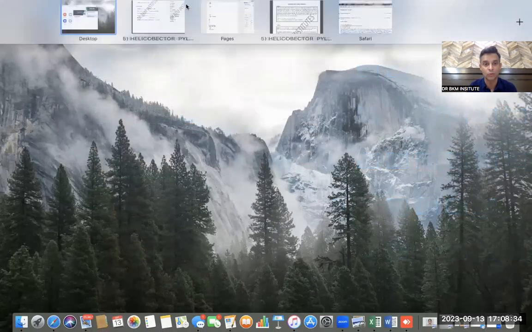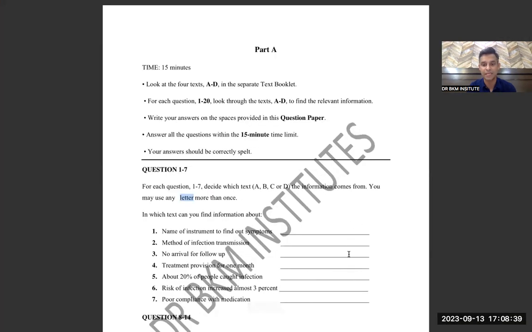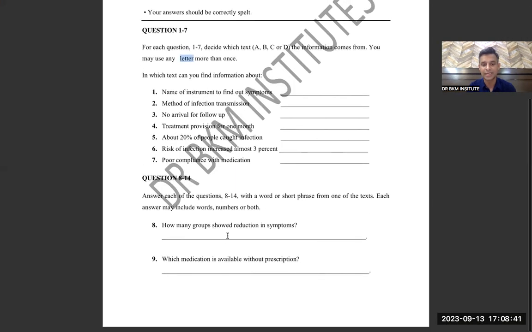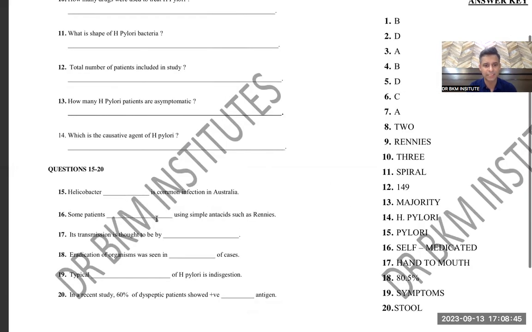And whether to write capital words or not: no, you have to write the normal words. Like in the first questions you will say A, B, C, D in capital. Then in these you can write anyway, the first word can be capital. In this you will write the smaller words, all the smaller words. So it is not important to write capital words.